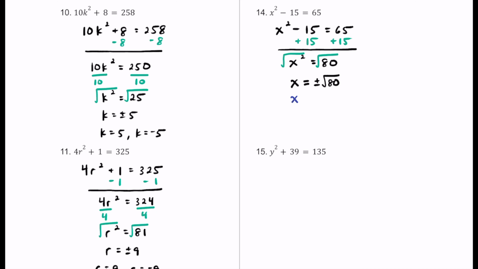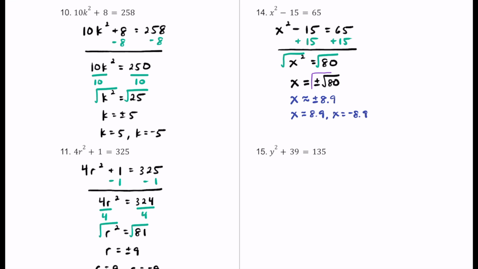Now, if you have a calculator, you can totally throw this in there and take the square root of 80. You're going to find out that it's going to be right under 9, right? Because 9 times 9 is 81. So this is going to be right about 8.9 if we round to the nearest tenths place. So as a decimal, we could say that x could equal positive 8.9 or x could equal negative 8.9.